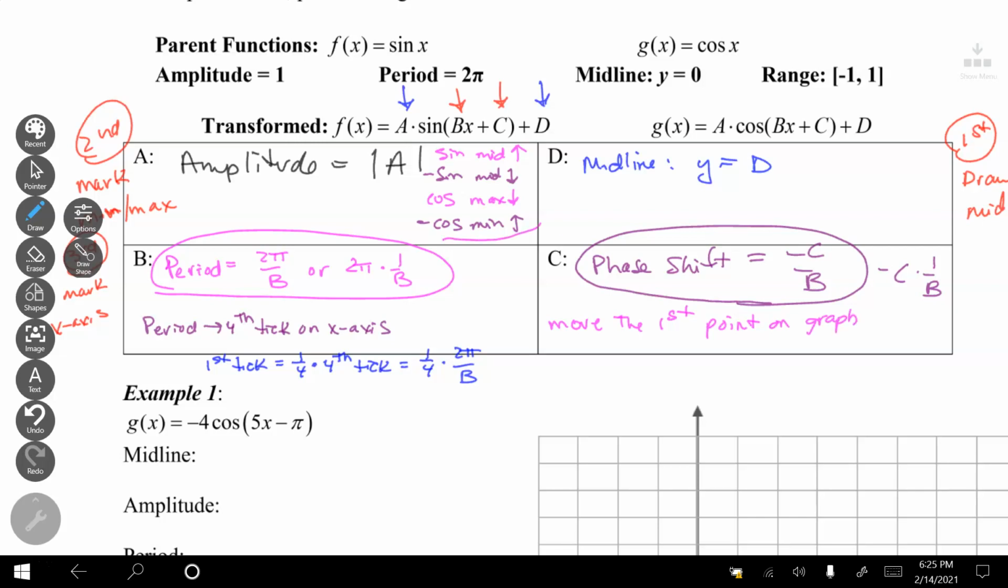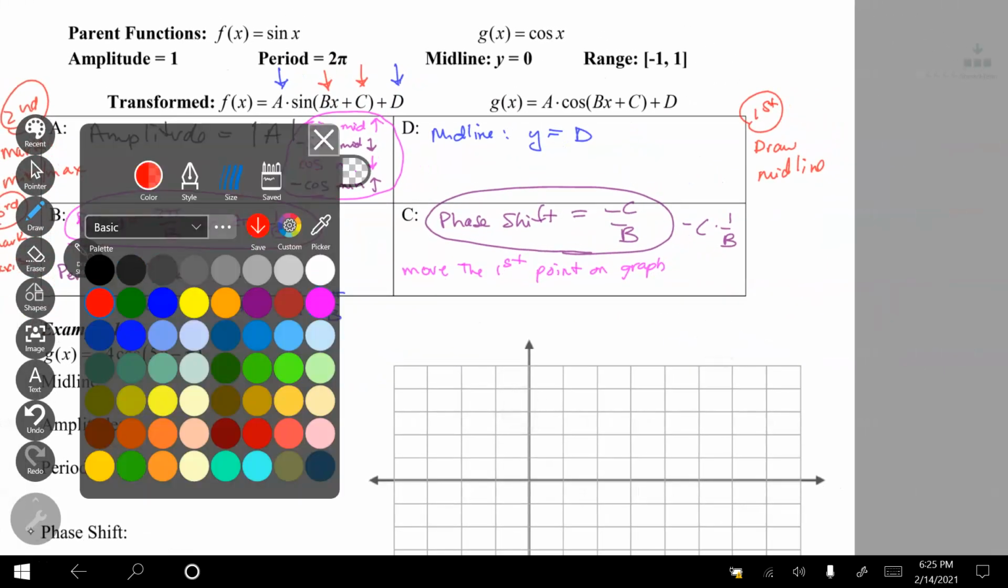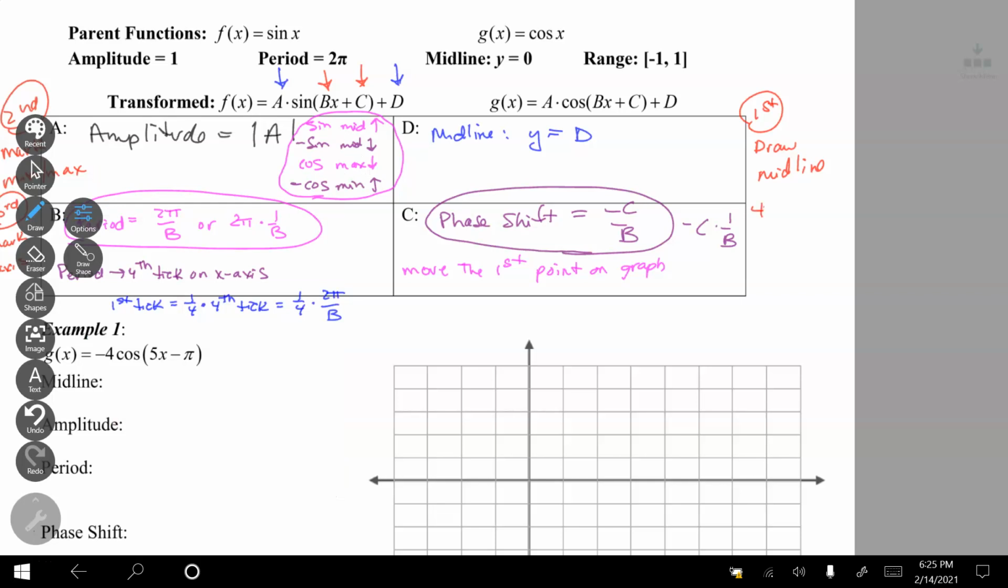So how did we use this information before to figure out where my first dot goes? This phase shift, which I'm going to do last, is going to plot that first point. That first point may no longer be on the midline. It may no longer be on the y-axis. It's going to be moved from the y-axis. Right now I'm putting that first point on the y-axis. This is going to move the first point.